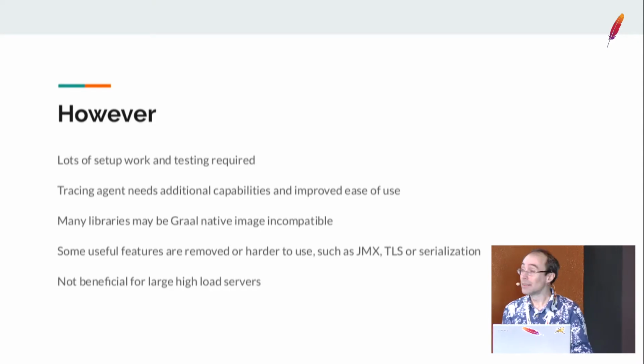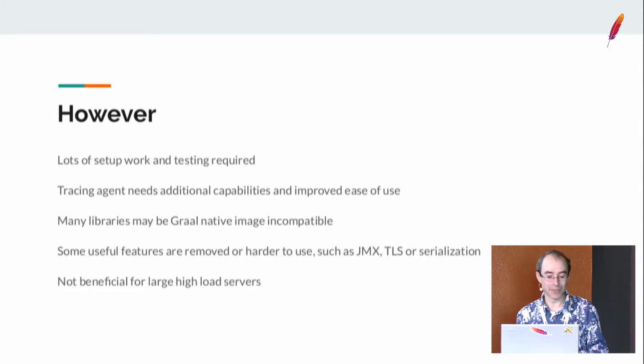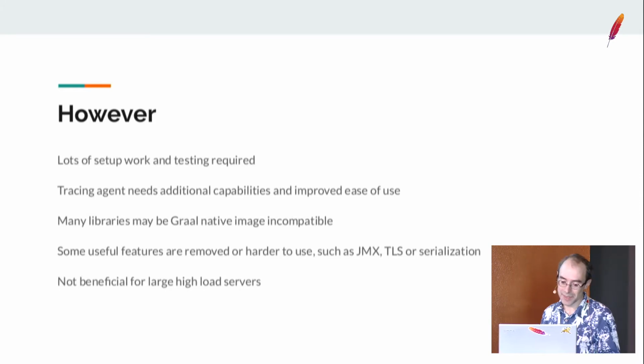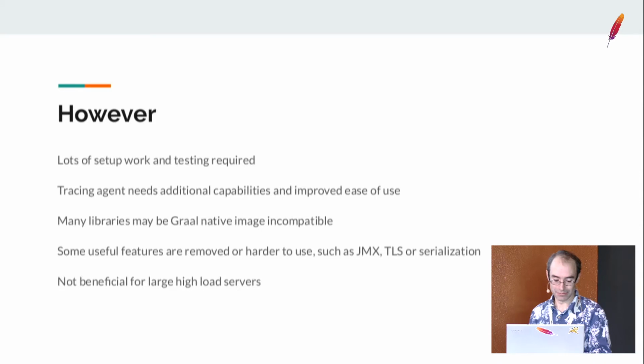So, however, as you could see, you need a lot of work to test and set up. The tracing agent isn't very user-friendly. You could use Java libraries which aren't Graal compatible. You could ask the library's developer about that. In addition to serialization and TLS, which is limited, you have no JMX. I really don't like that because I like JMX for monitoring.